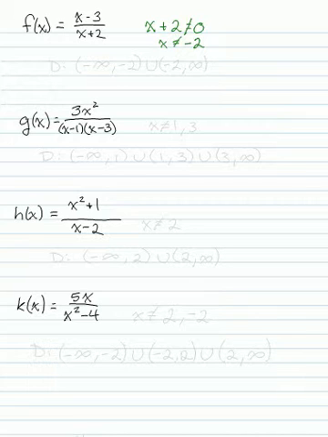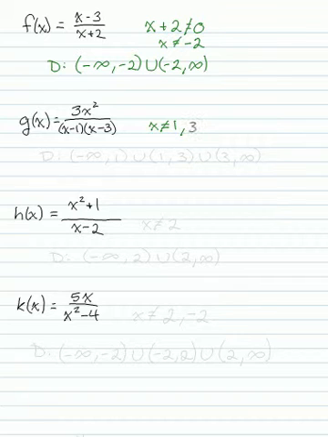In interval notation, we would have negative infinity to negative 2, negative 2 to infinity, and we'll union those together with a U. And there's our domain for f. g is going to be really similar. We can see that x cannot equal 1 or 3. So, in doing our domain, we're going to have 3 places.